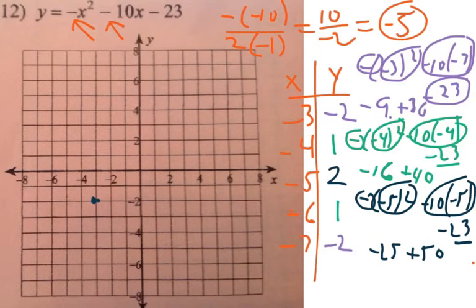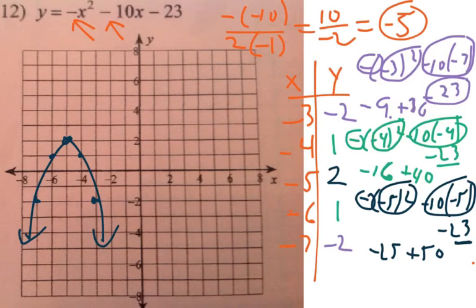Negative 3, negative 2. Negative 4, positive 1. Negative 5, positive 2. Negative 6, positive 1. And finally, negative 7, negative 2. Connect the dots. And there's my graph. So guys, please watch this video again. Pause it when necessary. Sorry for my little mistake there at the beginning.